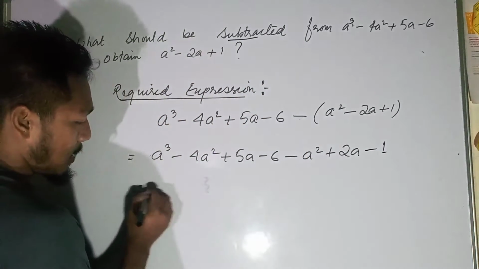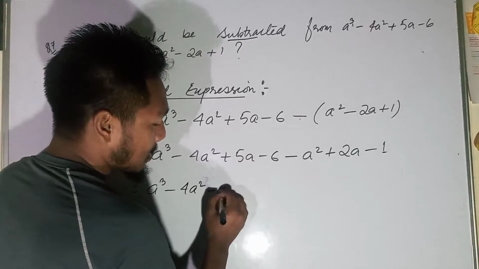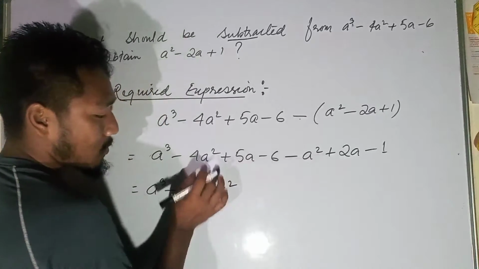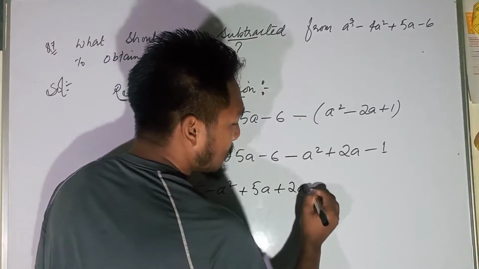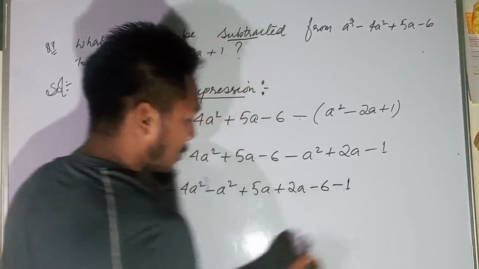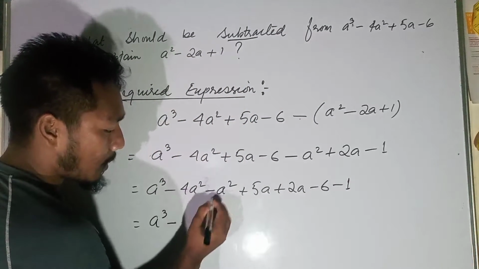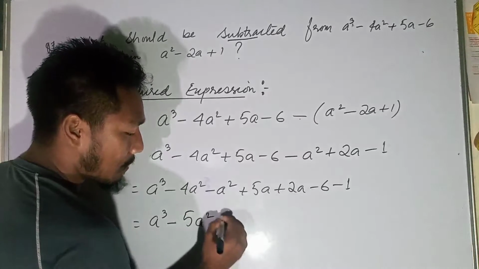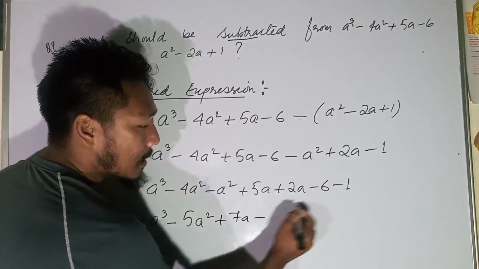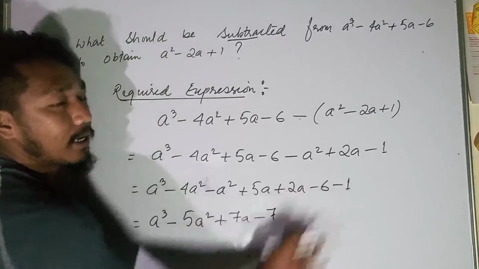So what is it? A cubed will remain the same, minus 4a squared, then minus a squared. Okay, a squared and a squared written together, plus 5a, then plus 2a, minus 6, minus 1. So here a cubed will remain the same, minus 4 plus 1 will become 5, so 5a squared. 5 plus 2 will become 7, so 7a. Minus 6 plus 1 will become 7, minus and minus, same sign, numbers get added.